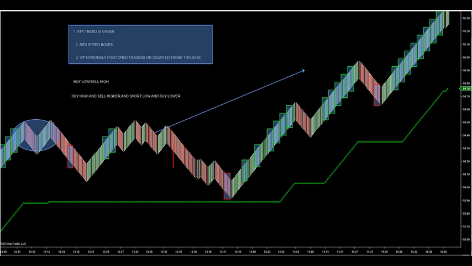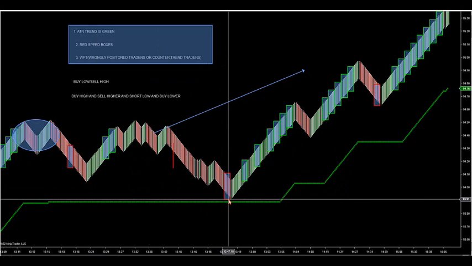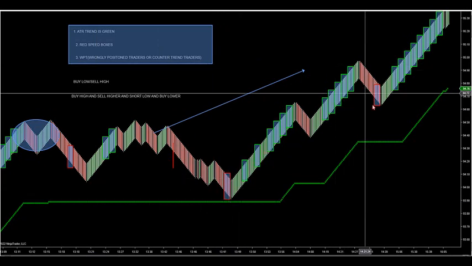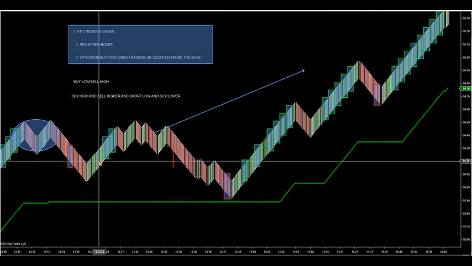But it's a neat little way how to get these rhythms, because when you trade smaller time frames like this, you get the same waves, right? You just get more of them.